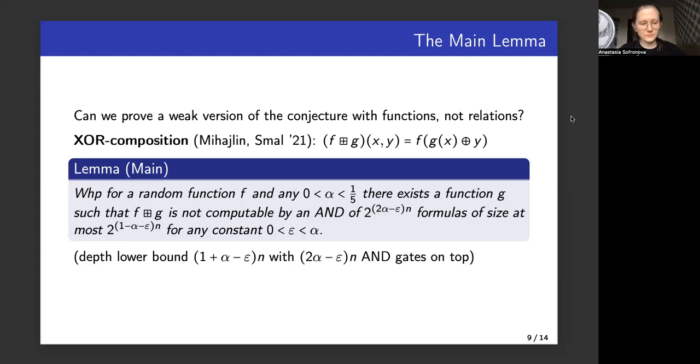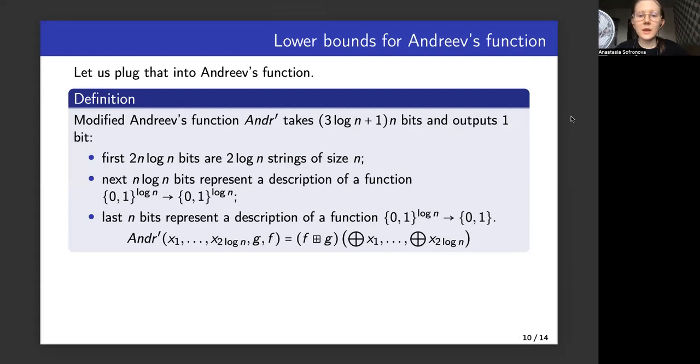Let us just take this main lemma and plug it into Andreev's function. So we call it the modified Andreev's function, and it takes now (3 log n plus 1) n bits and outputs 1 bit. First, 2 n log n bits are 2 log n strings of size n, and this is input to our composition. Next, n log n bits represent a description of a function g, which takes log n bits and outputs log n bits. And last n bits represent a function f.